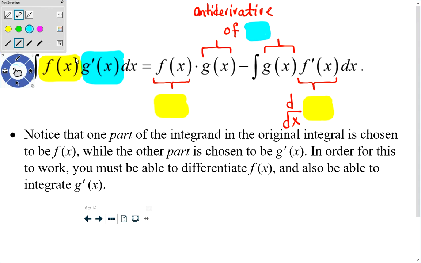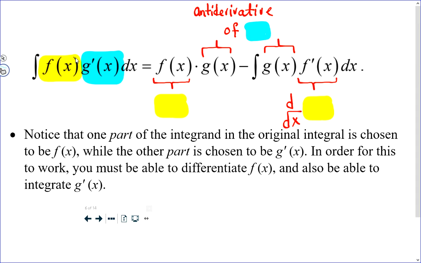G prime of x is the blue item that's been highlighted. So g of x would have to be the antiderivative of g prime of x. And this is going to be a lot to process because on the one hand, part of what you choose has to be differentiated to move forward. And on the other hand, part of what you chose has to be anti-differentiated to move forward.